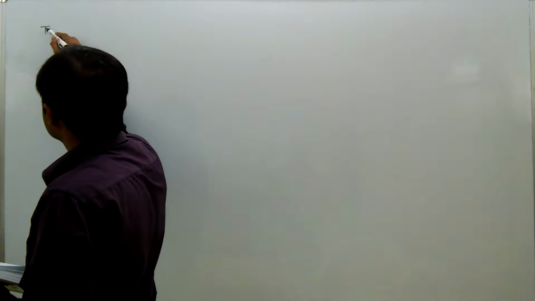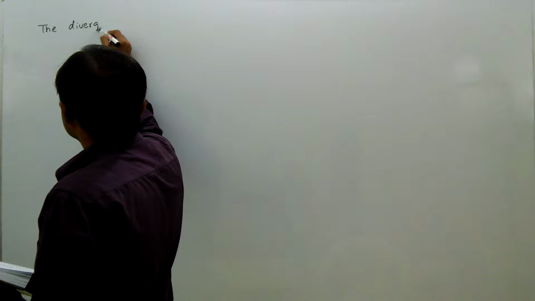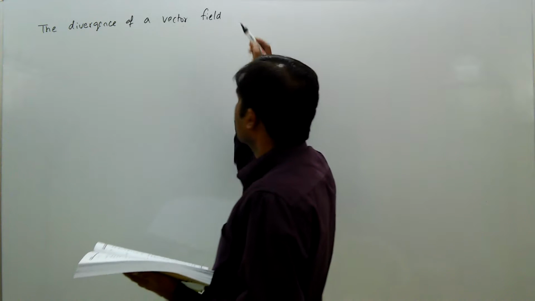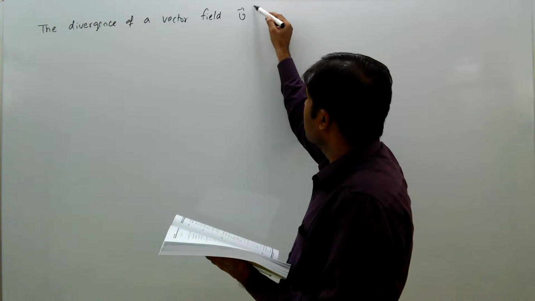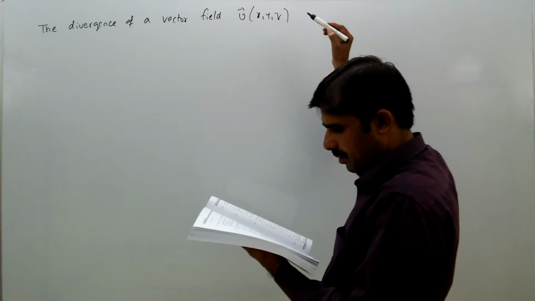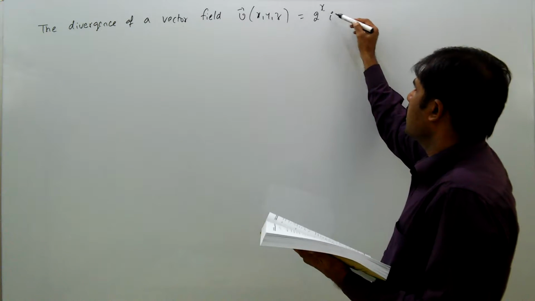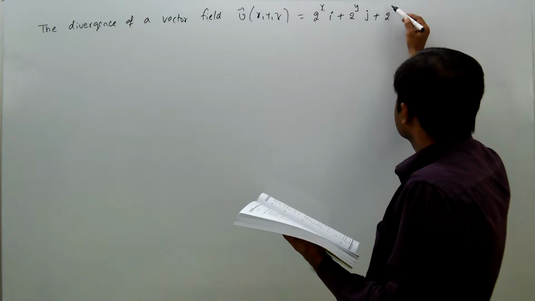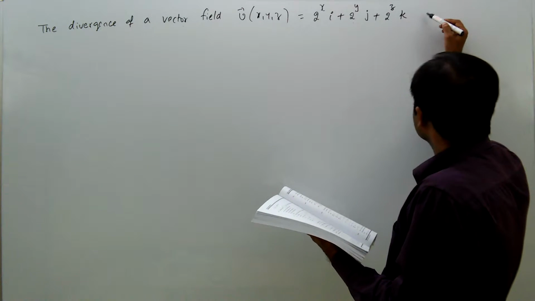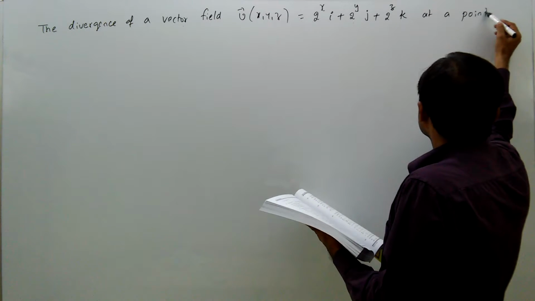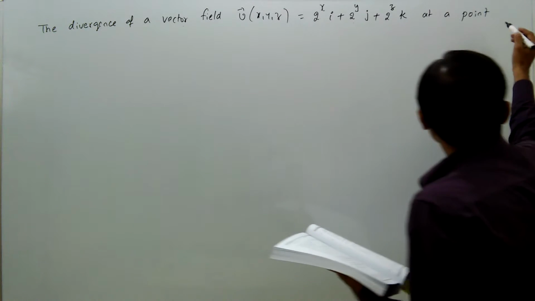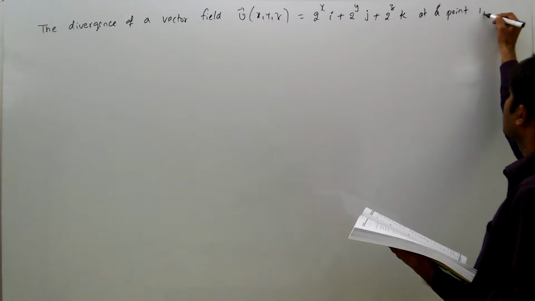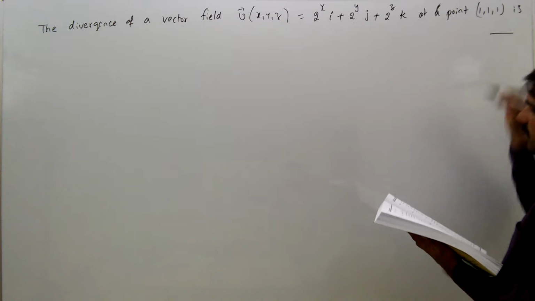Vector field. The divergence of a vector field V of xyz equal to 2^x i plus 2^y j plus 2^z k at a point 1, 1, 1 is dash.